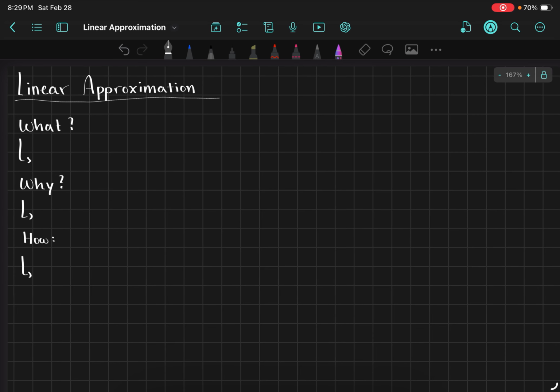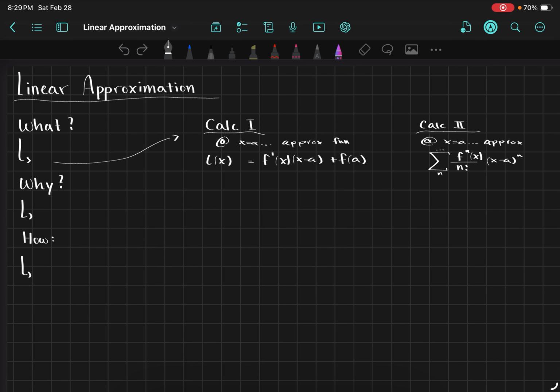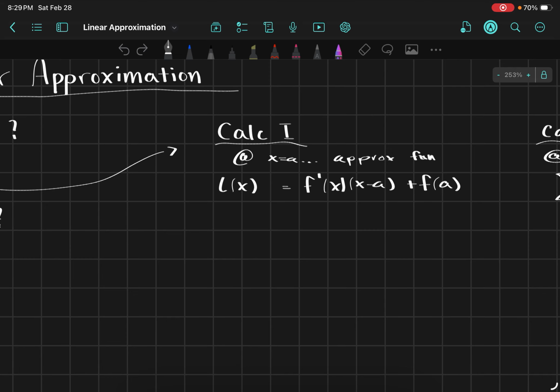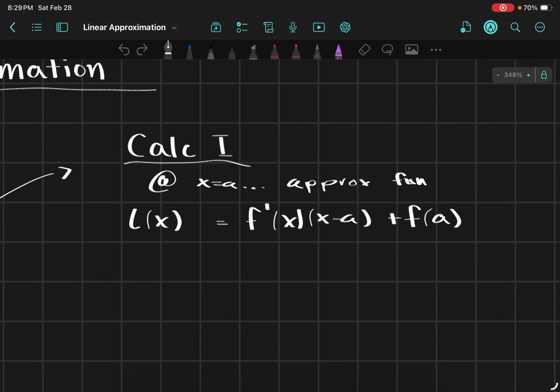Well, we're going to be asking the big three today: what, why, and how. The what: what is the linear approximation? We're going to be looking at all three of the calculuses today. Going back to Calc 1, we're essentially approximating a function at a point x is equal to a. So our linear approximation L of x is equal to f prime of x times x minus a plus f of a.